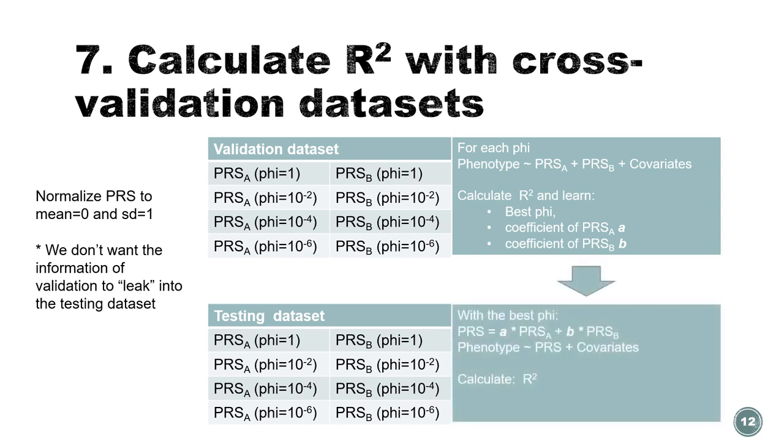With the knowledge of the best phi and the coefficients of the two PRS, you choose the PRS under that best phi and combine them with the learned coefficients. Then you use the combination of the PRS to calculate the R-squared. This will be your final result.